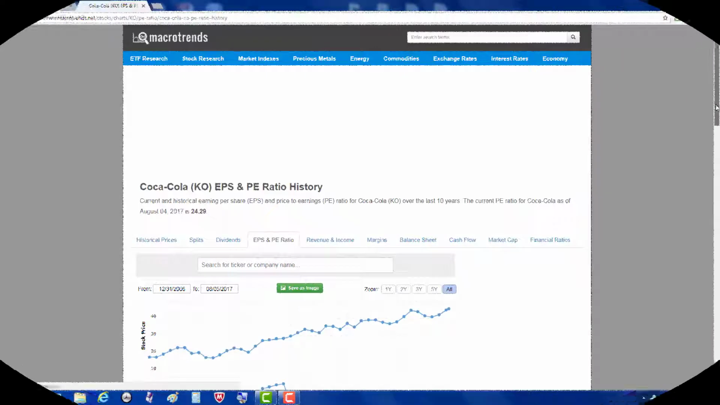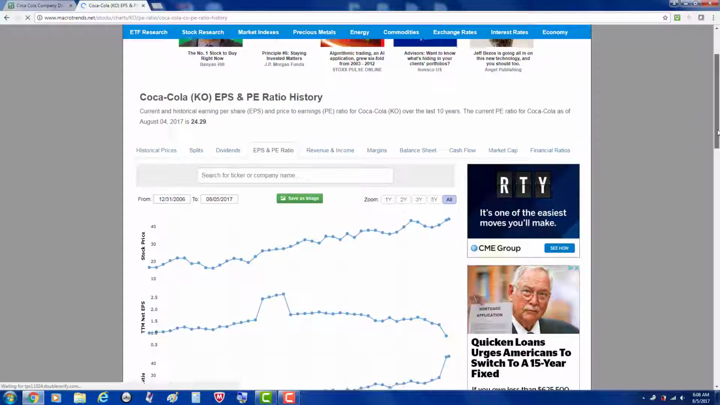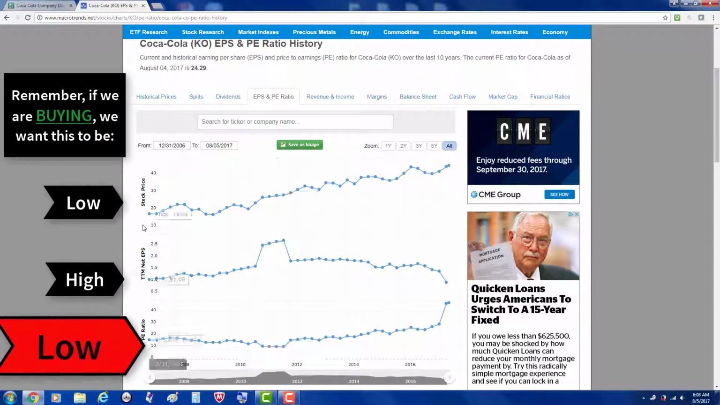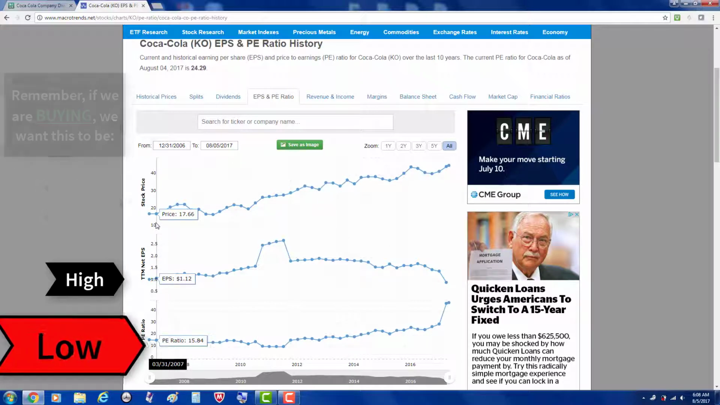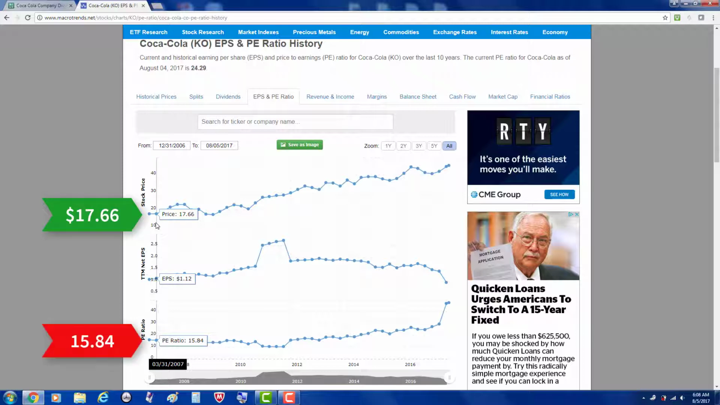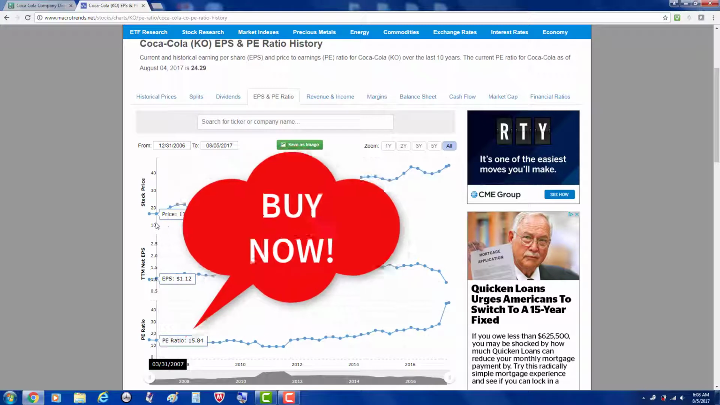Now back to our Coca-Cola chart. When we're comparing, remember, if we're buying, we want the stock price to be low, the EPS or earnings per share to be high, but mostly we want the PE ratio to be low, indicating a good value. So how does Coca-Cola stack up? In March 2007, the stock price was about $17 a share, with a price-to-earnings ratio of 15.84. This would have been a great time to buy Coca-Cola stock.